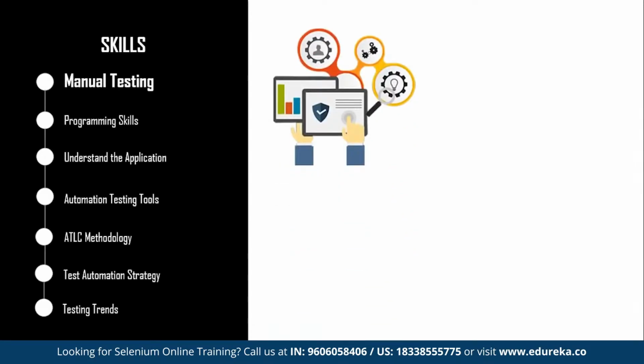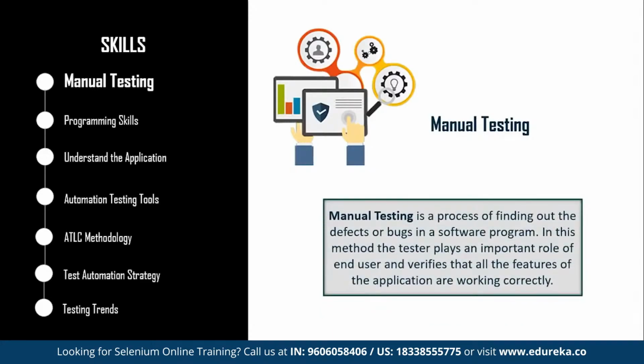Now, the first one is manual testing. While I understand that companies are moving towards codeless automated testing tools, to reach an expert level and to keep up with the competition of automation test engineers in the industry, it is highly important to focus on manual testing concepts initially. Manual testing is basically a process of finding out the defects or bugs in a software program. In this method, the tester plays an important role of end user and verifies that all the features of the application are working correctly. This makes a point very clear that automation testing is for experienced manual testers.